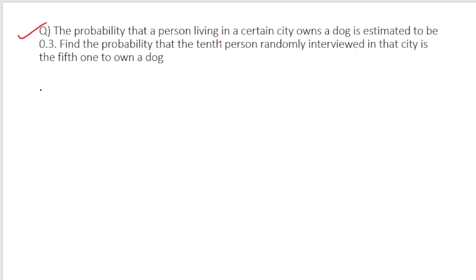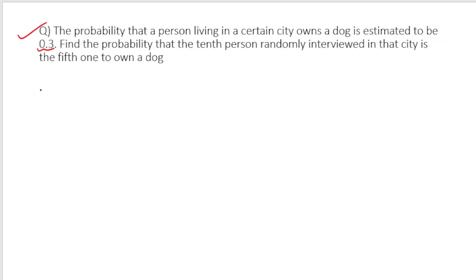The probability that a person living in a certain city owns a dog is estimated to be 0.3. It is a good probability. Usually 0.3 probability means almost every third person is owning a dog. Do you love dogs? Put in the comment.